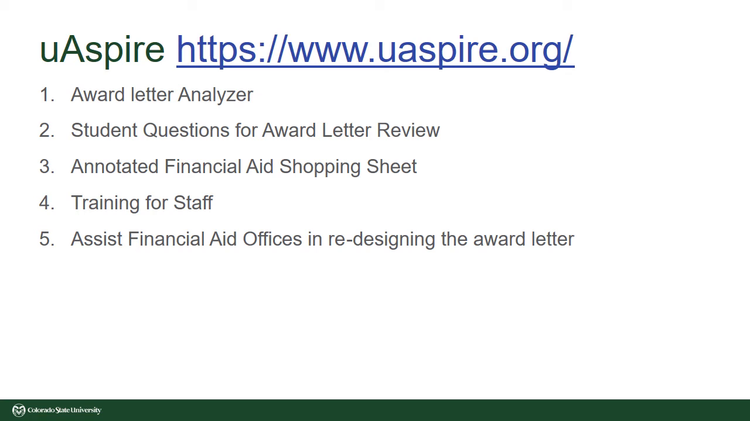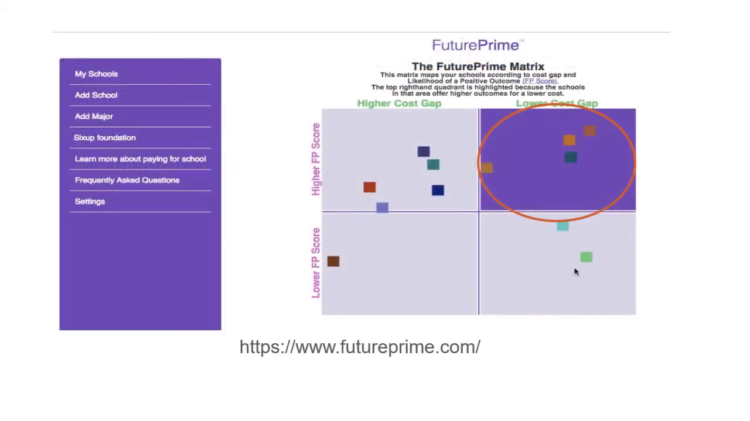And they do provide training for staff, so I know that the KIPP Colorado Schools has contracted with UAspire, and they do get training on information as far as the FAFSA, the award letter, and everything in helping students navigate the financial aid process well. And then number 5, as we mentioned earlier, they do assist financial aid offices in redesigning the offer letter. So that's definitely an option to look into. Again, we're not certain if there's a charge for that at this time, but UAspire can tell you that better than we can.